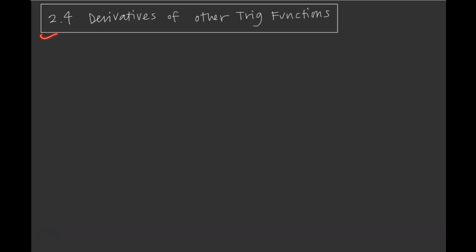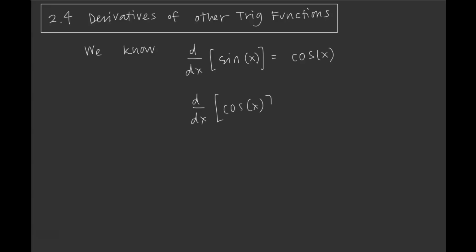We're now in section 2.4 and we're going to talk about derivatives of other trig functions. We've already talked about the derivatives of sine and cosine. We know that the derivative of sine of x is cosine of x, and the derivative of cosine of x was pretty close to the opposite of that, negative sine of x.